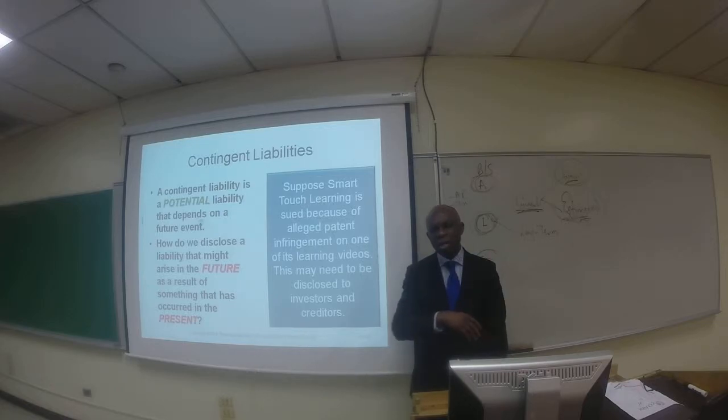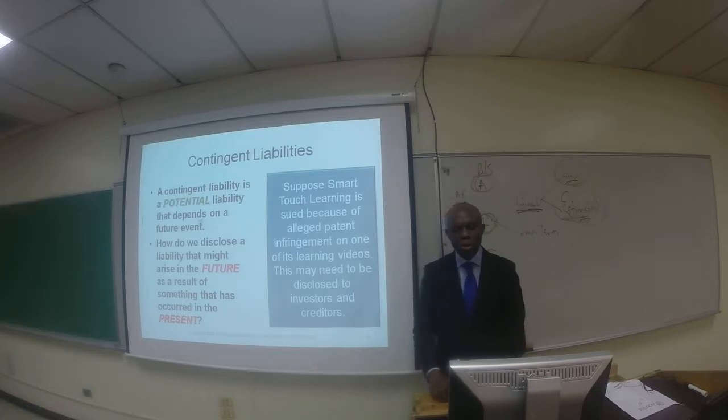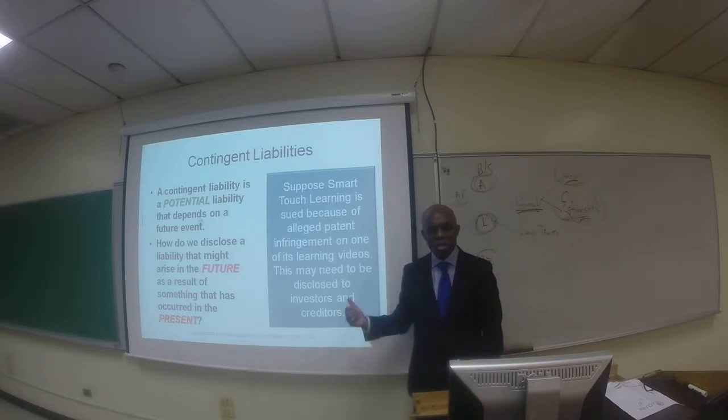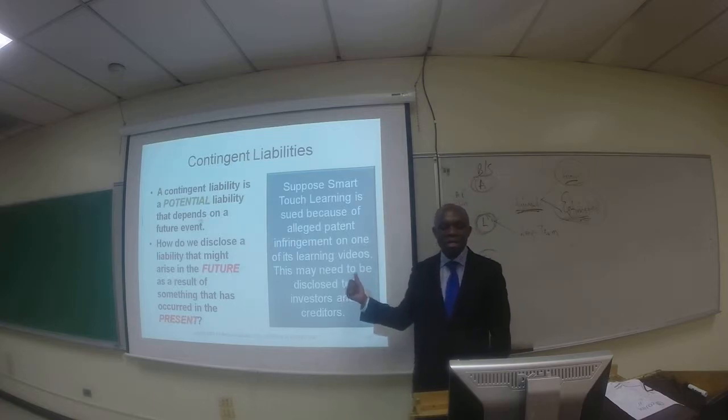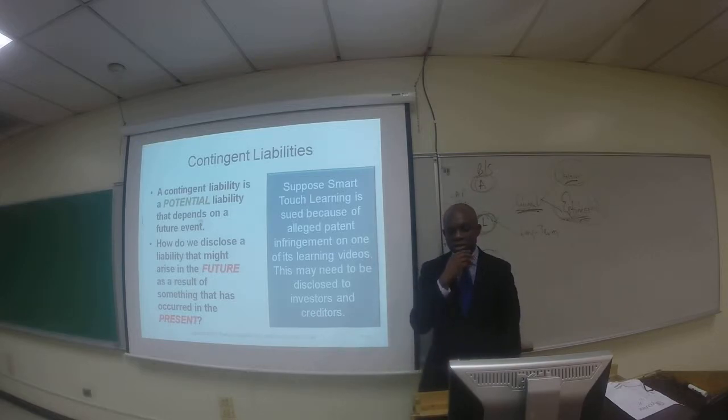Like we discussed earlier, contingent liabilities are those liabilities that are contingent upon something happening or not happening in the future. In other words, it is liabilities that we are likely to be obligated for in the future depending on what winds up happening or not happening. So let's take a look at the example that we have here. This company was sued for infringement of patent on its videos.